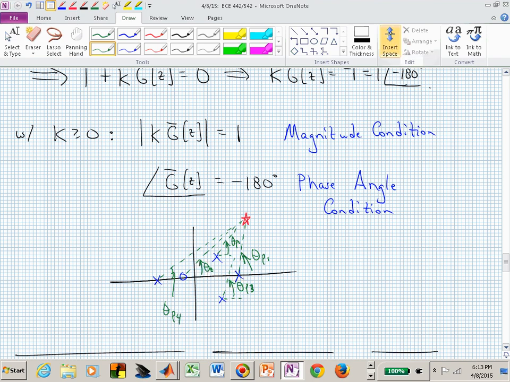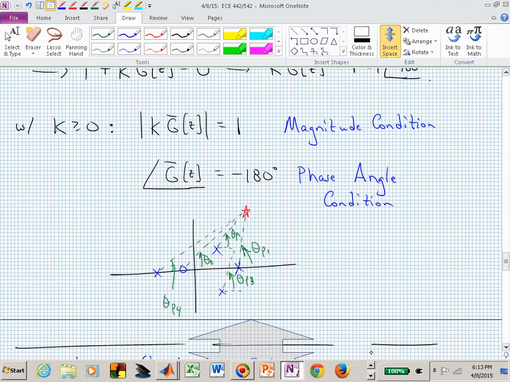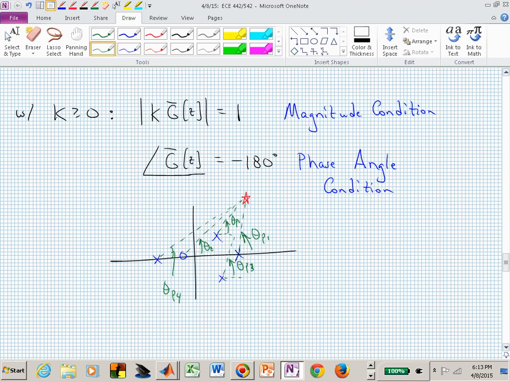And the phase angle condition says that the net sum of those angles needs to equal minus 180. You could measure all of those angles, and you would now be saying, oh, I have theta sub Z minus all of these pole angles, which are theta P1, theta P2, theta P3, plus theta P4. And now you're saying, is that equal to minus 180?